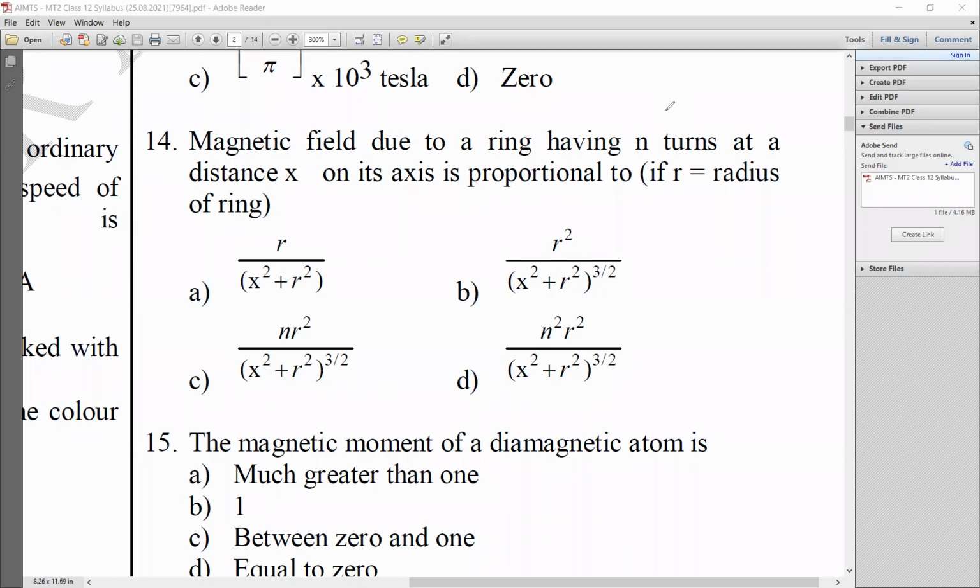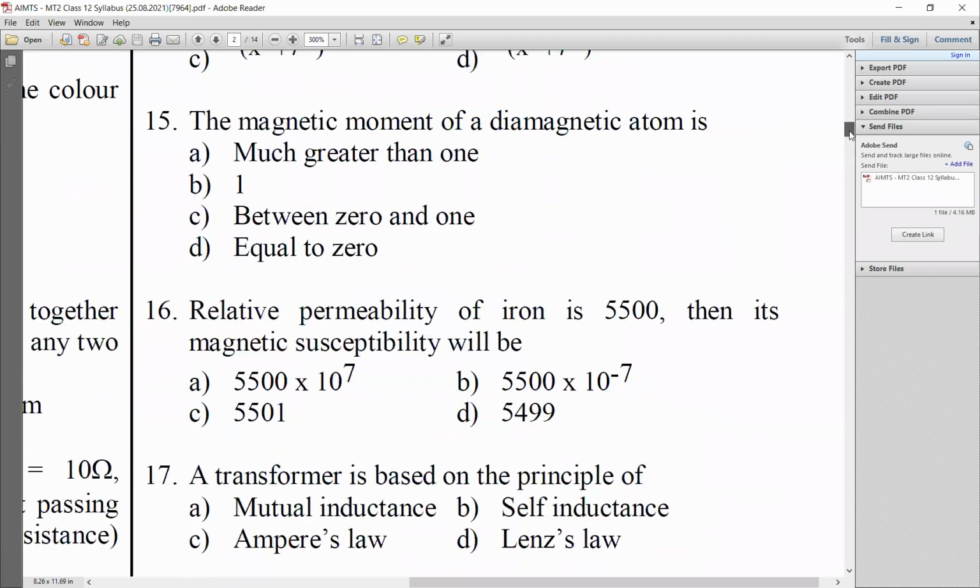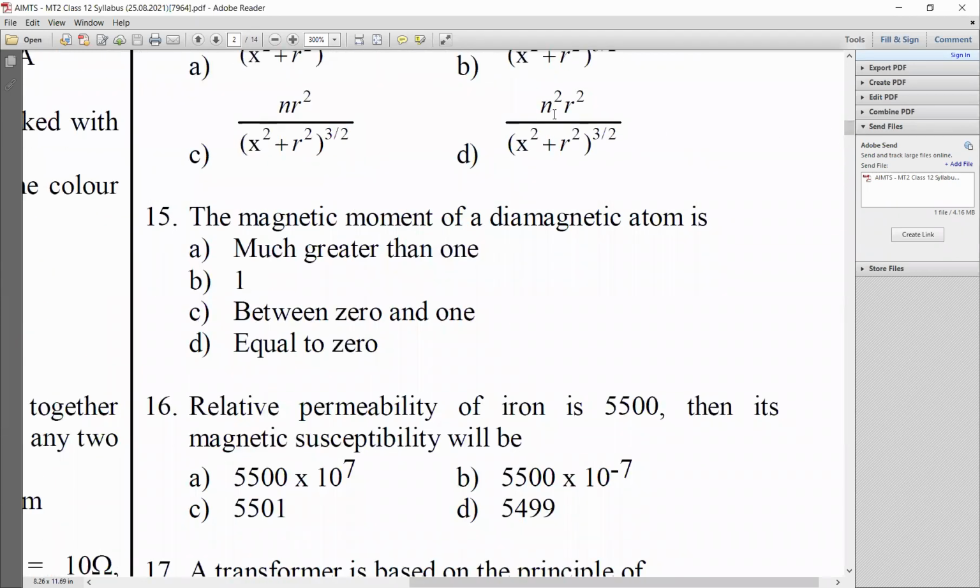Number 15. The magnetic moment of a diamagnetic atom. See, I want the magnetic moment of a diamagnetic atom. So it will be much greater than 1, between 0 and 1. See, a diamagnetic atom has an even number of electrons. Diamagnetic substances have an even number of electrons, so the net magnetic moment will be equal to 0.